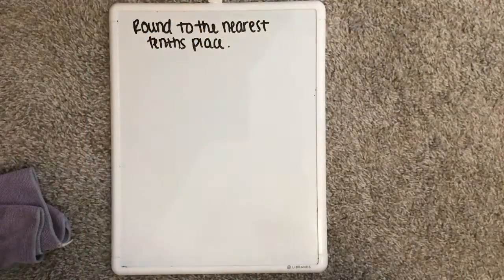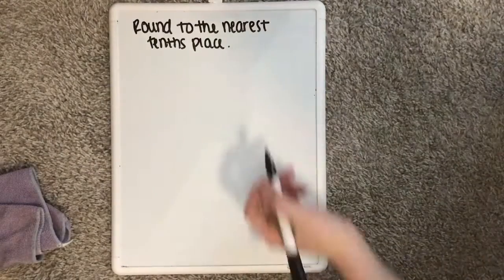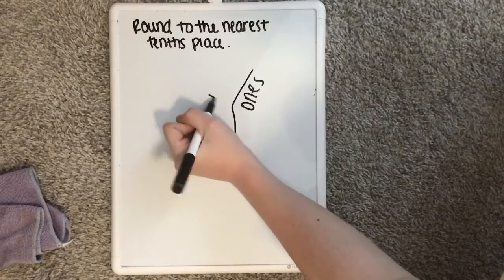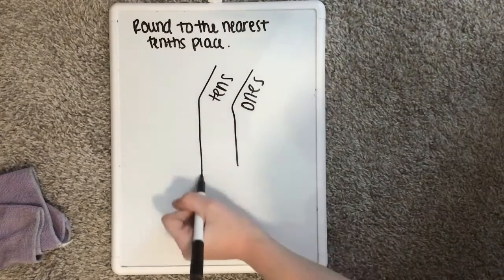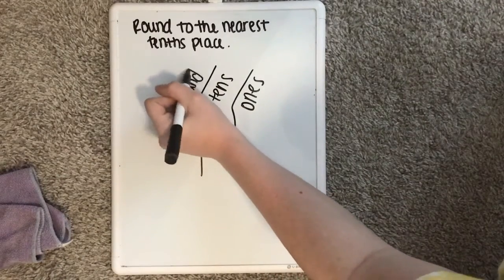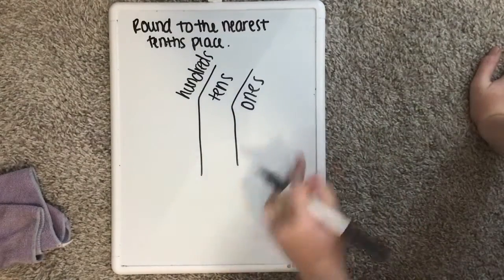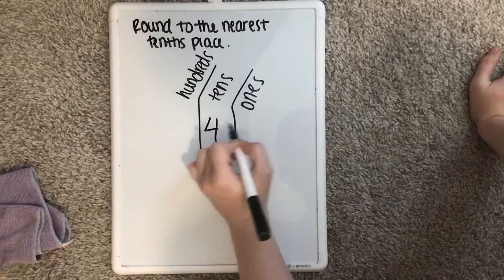So now we're going to make a place value chart. To do so, we're going to make some different columns. The first column is going to be our ones, our second column is for our tens, and then our third column is going to be for our hundreds. For the purpose of the example, we're just going to go to tens. For our first example, we're going to use the number 42.